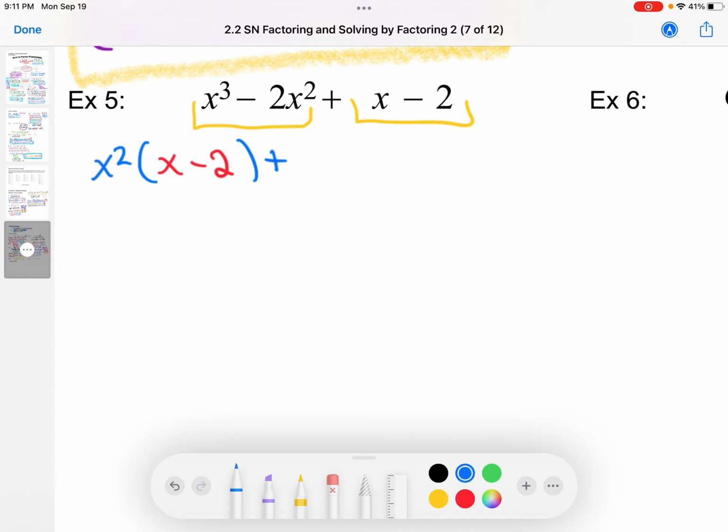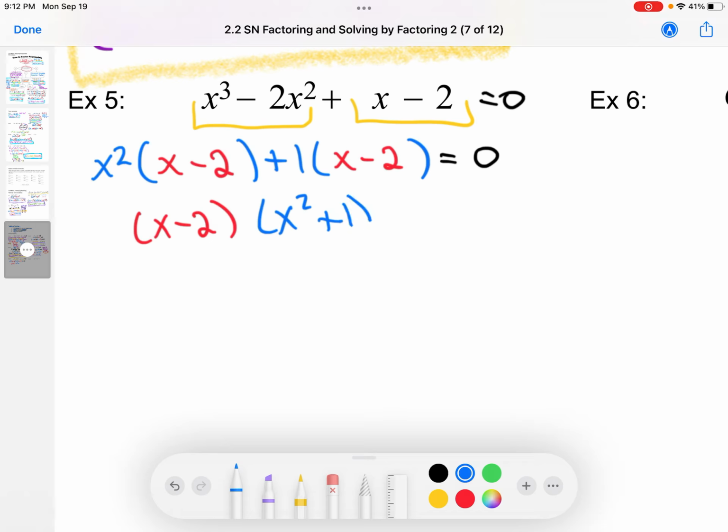X minus 2 doesn't have a greatest common factor, so we use 1 because that really technically is its greatest common factor. Then x minus 2, we just divide all that by 1. So then this is all supposed to be equal to 0. Sorry, that got left off of these guys. Then x minus 2 is a factor, and x squared plus 1 is a factor. Those multiplied together equal 0.